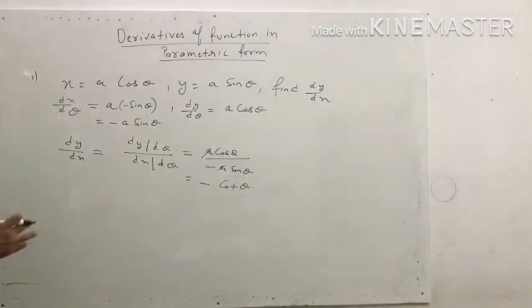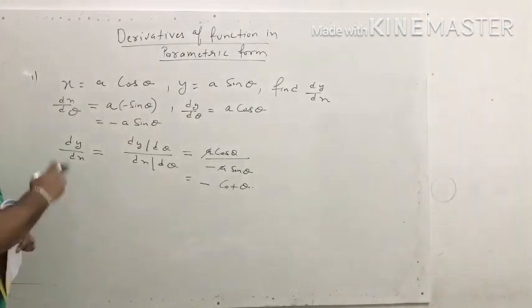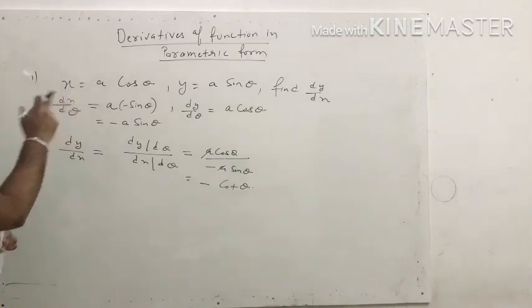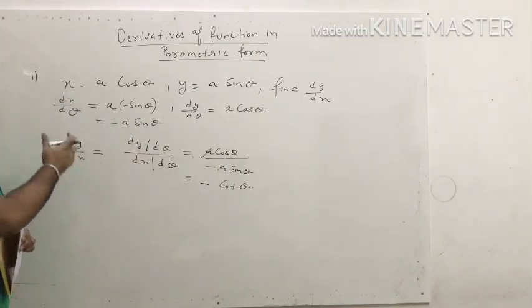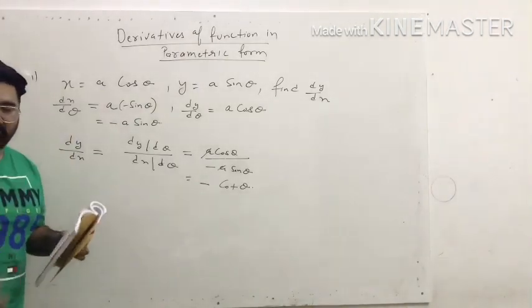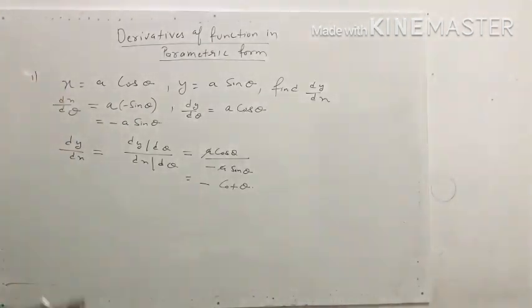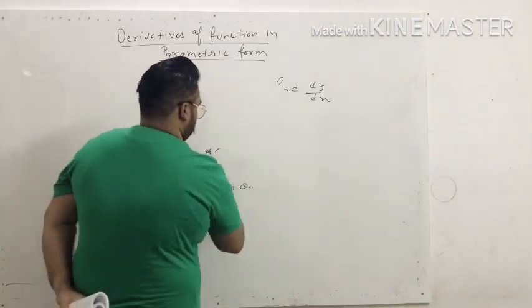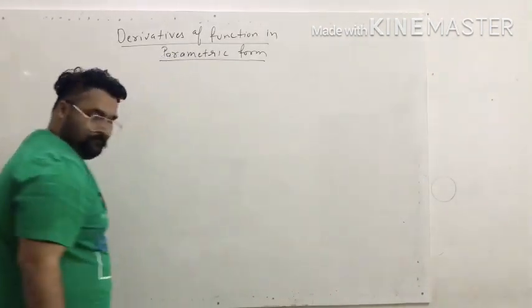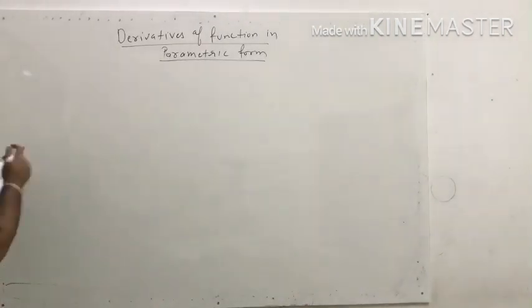So in this way we can solve the further questions. If the question is in parametric form, x equals something, y equals something, and we have to find the value of dy upon dx. So the next question.